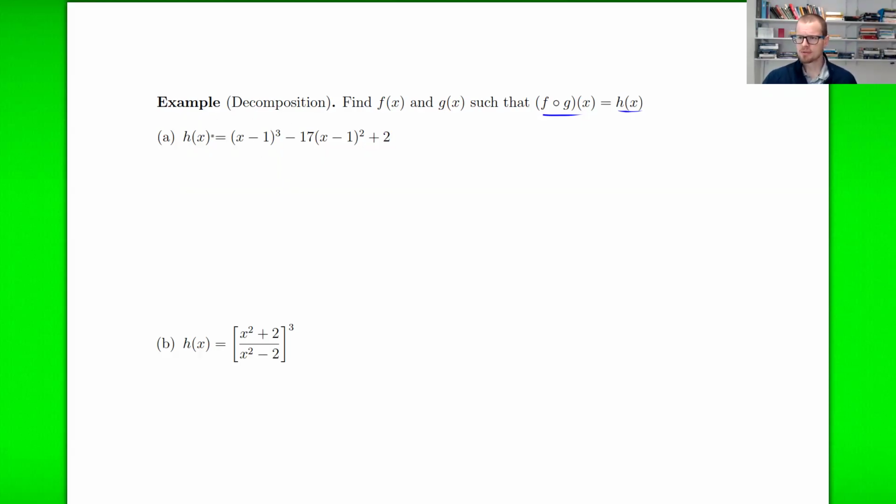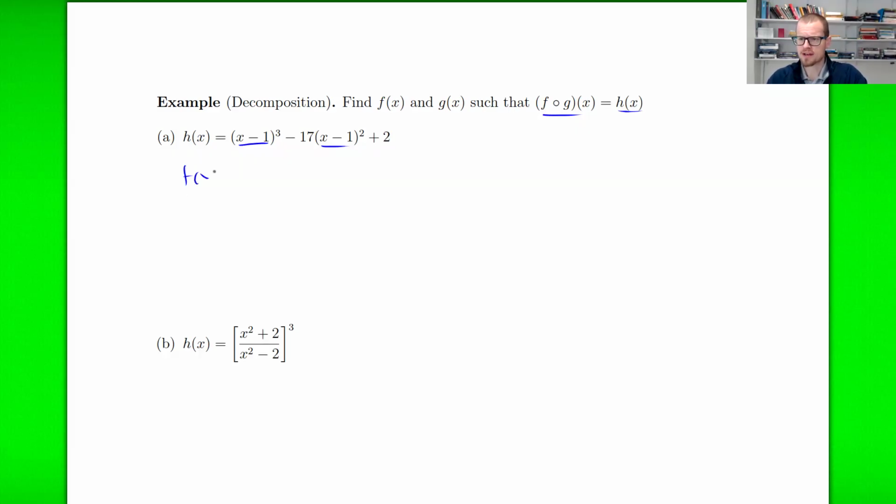All right, for our first example, we have (x minus 1) cubed minus 17 times (x minus 1) squared plus 2. In order for us to observe one function being plugged into another, the easiest way is to observe that x appears in the same way each time. What I mean by that is, in this case, x doesn't appear alone. It appears as x minus 1 each time. So we have (x minus 1) cubed, (x minus 1) squared. Those are the appearances of x. So my innermost function, the thing that I'm plugging in, is x minus 1.